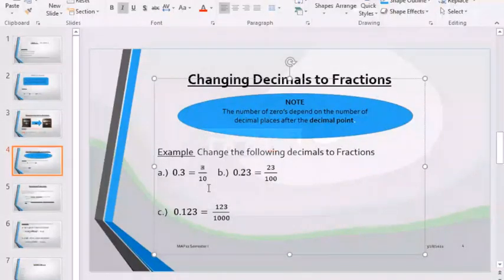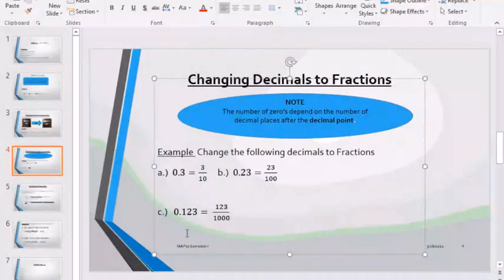Check out the next one, 0.23. There are, yes, 2 decimal places. So you should have 2 zeros in the denominator. So 0.23, that's equivalent to 23 upon 100.